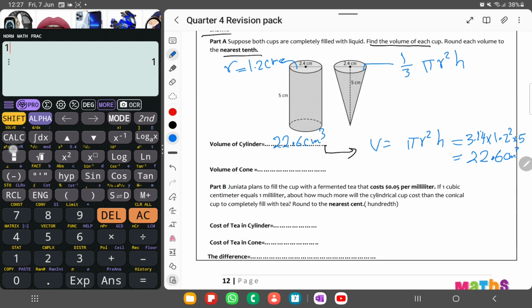Volume of cone, 1 over 3. Pi is 3.14. 3.14 times radius squared. What is the radius here again? The same radius as the cylinder. Radius is 2.4 divided by 2, which is 1.2 again, centimeters. So it's going to become 1 over 3 times 3.14 times radius squared, which is 1.2 squared, times the height. What is the height? 5. So yes, it is 7.536.